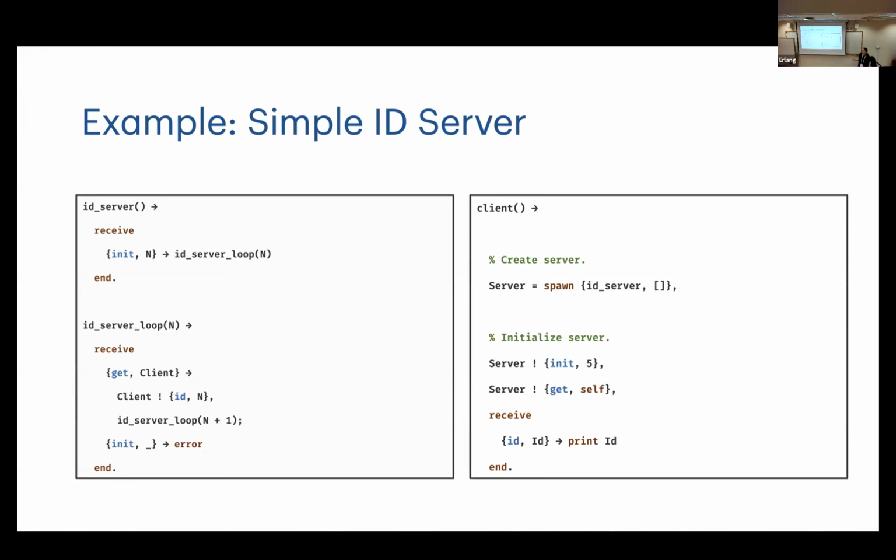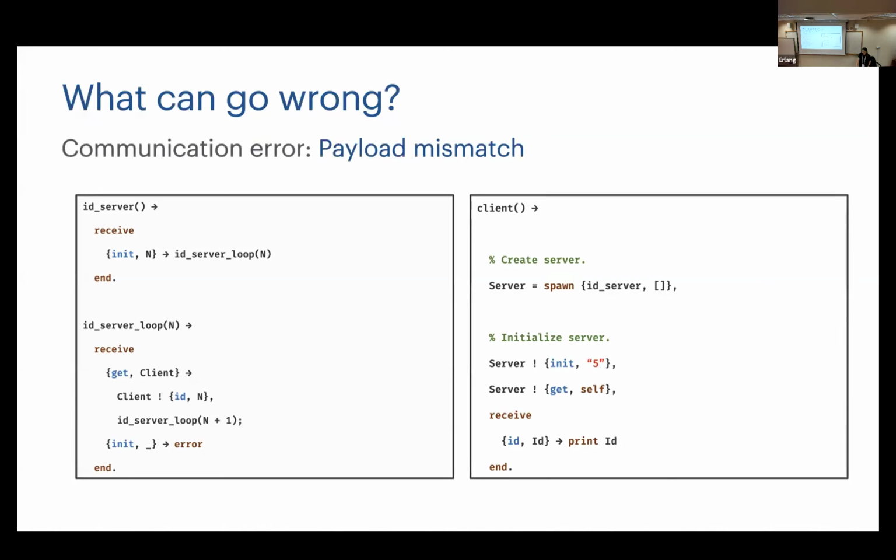Okay, so what can go wrong with this very simple example? Well, we can have a payload mismatch. So say on the right-hand side, we send a string 5 rather than a number 5. Well, that's the wrong type, and that's going to lead to a crash.